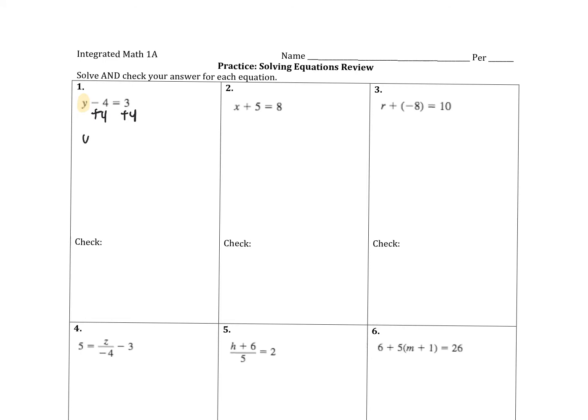And we end up with y equals 7. To check, we plug 7 back in for y. 7 minus 4, is that equal to 3? 3 is equal to 3. That's true, so we got it right.